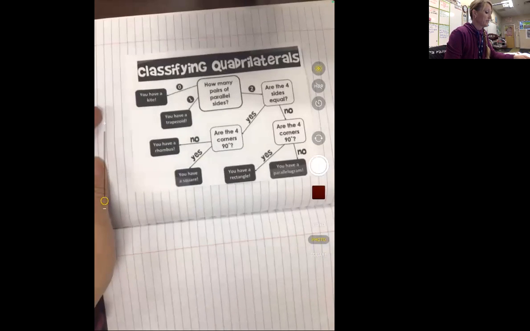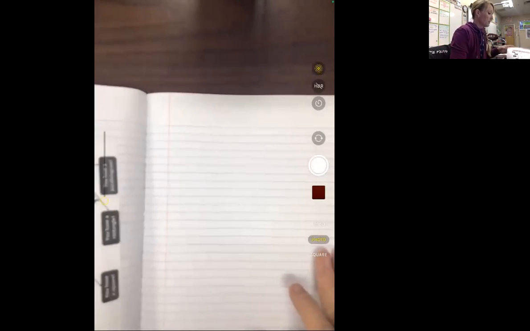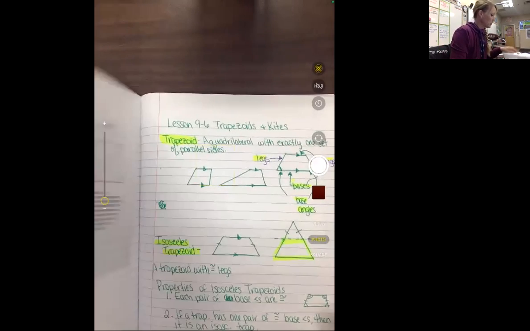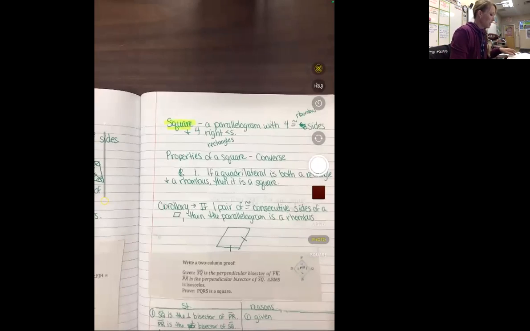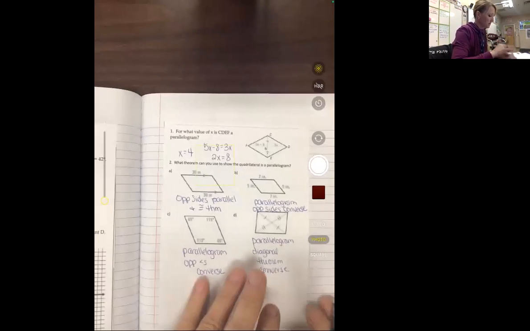So in the last lesson, I gave you this chart. We are definitely going to be using this chart as well as all of the properties, which we did not finish actually, our property list in 9-6. So let's start with that.